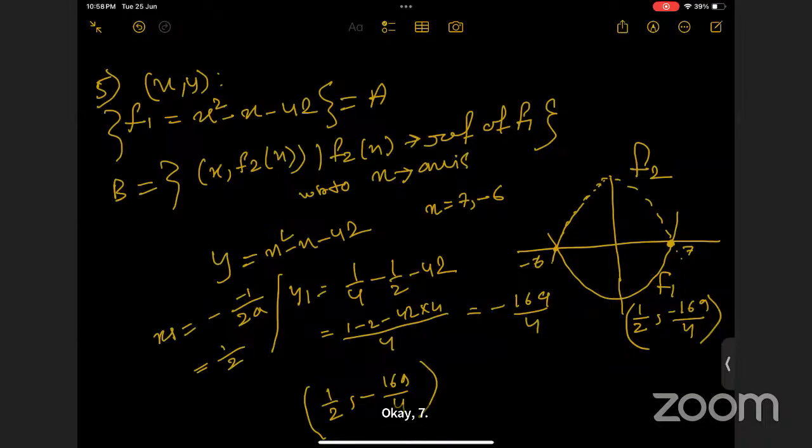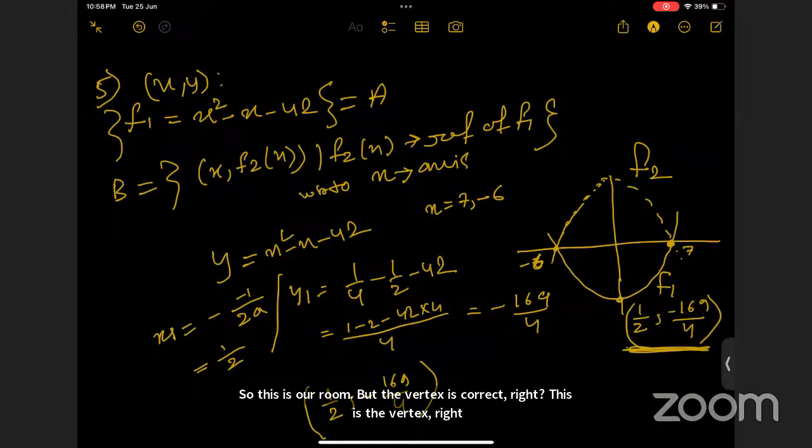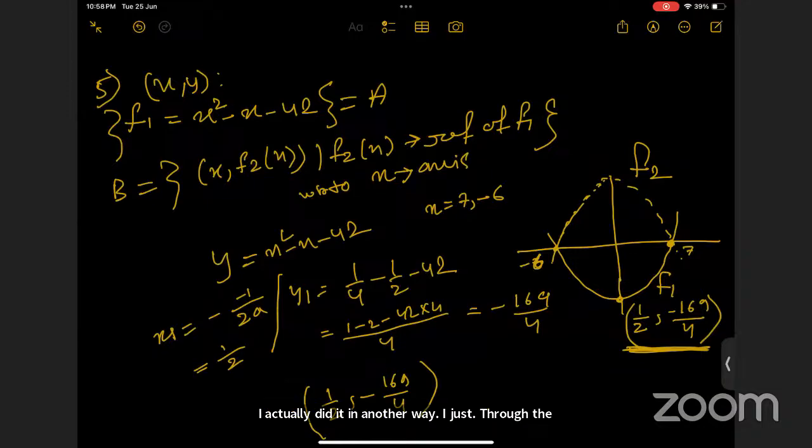Yes. So this is our root. But the vertex is correct, right? This is the vertex, right? I actually did it in another way. I just drew the curve by giving the input x as 0, minus 1, minus 2, minus 3, and like that I found it.